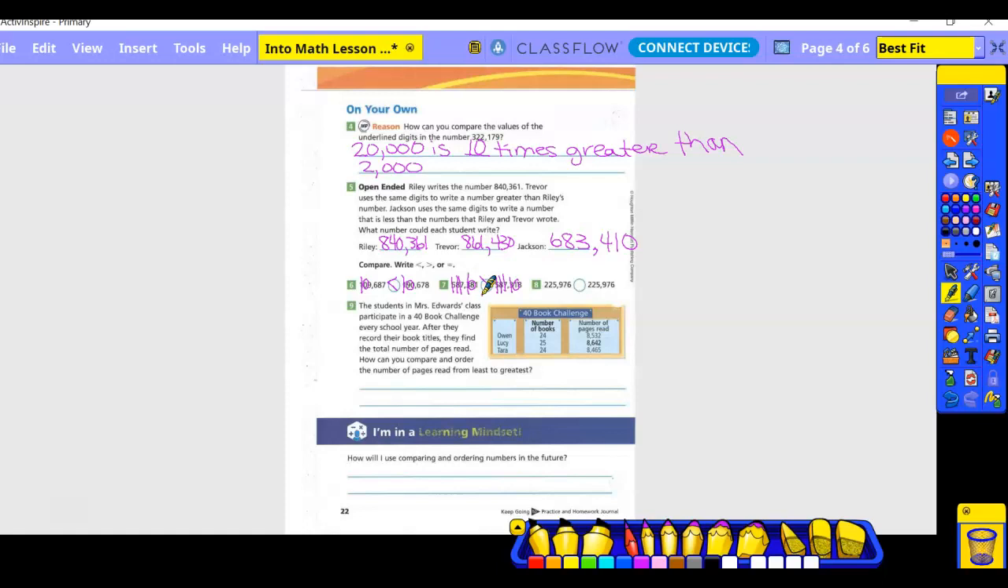225,976 compared to 225,976. Those are what? Equal to, because they have the same number in all of the place values, correct? Yes. Okay. All right. Number 9.